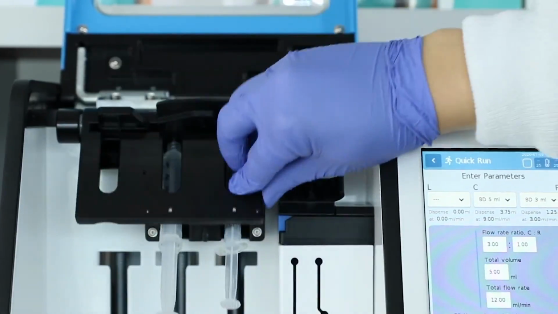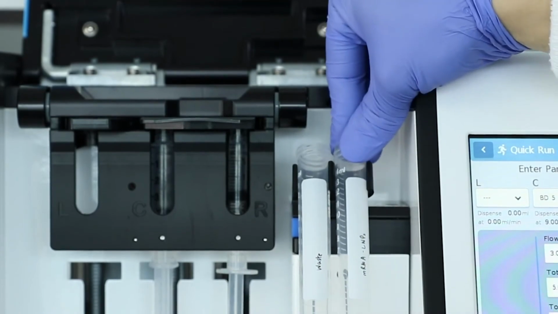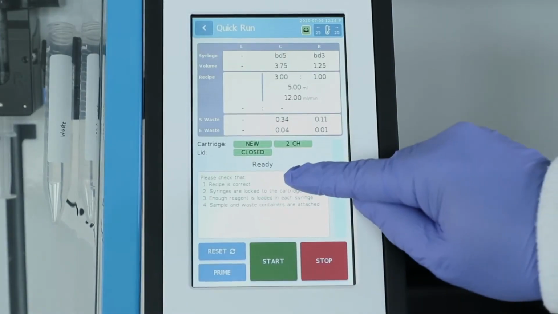The fluid path is completely disposable, mimicking what you would do in the GMP environment. This also reduces the risk of cross-contamination and eliminates the priming and cleaning steps, which greatly streamlines the workflow.